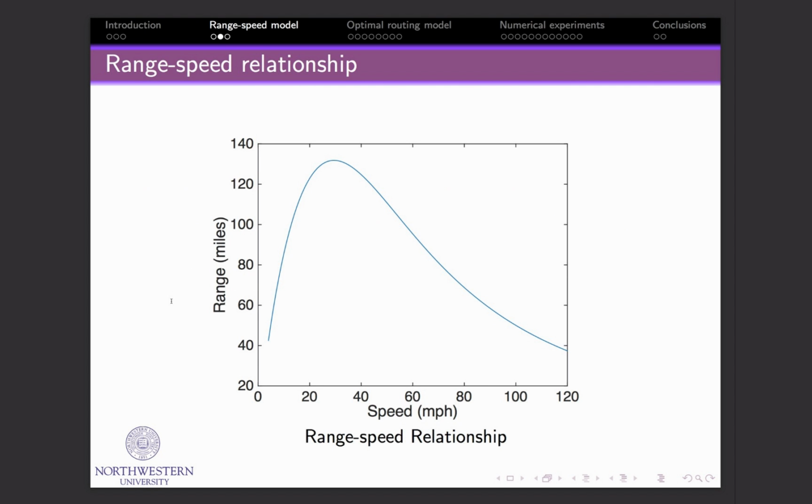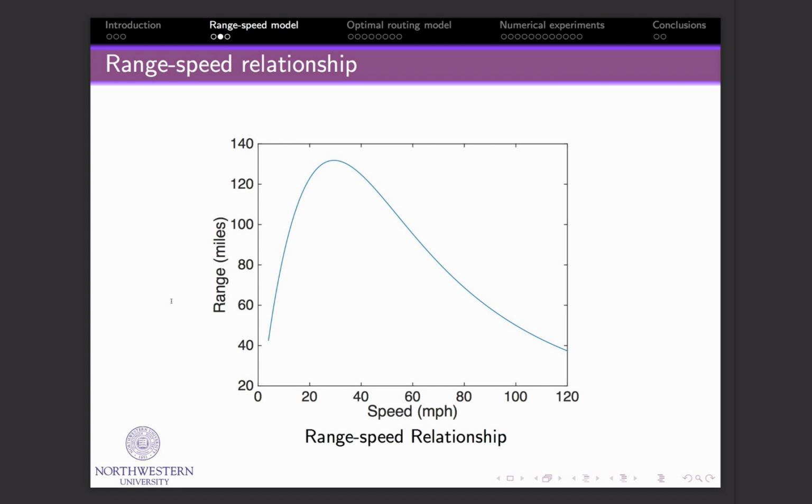Here we plot a typical range speed relationship for an electric vehicle. We can see that the figure shows the maximum range reaches a peak value of more than 120 miles when the speed is around 30 miles per hour, almost 3 times as high as the lowest range achieved at the very low or the very high speeds.